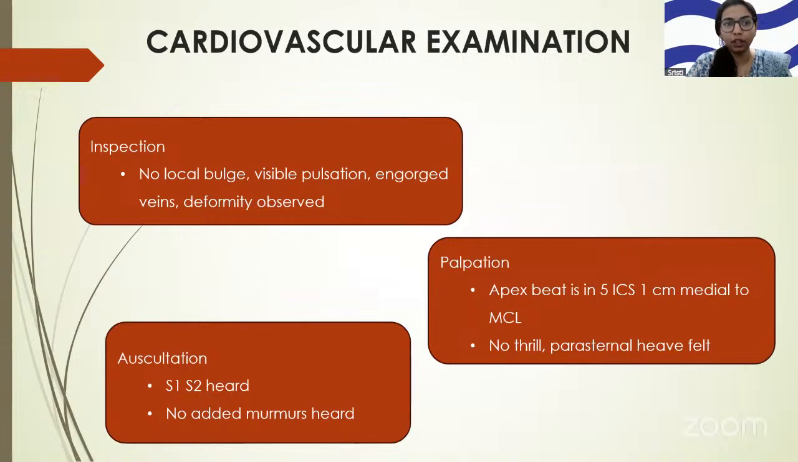Cardiovascular examination. On inspection, no local bulge, visible pulsation, engorged veins, or deformity observed. On palpation, apex beat was felt in the fifth intercostal space, 1 centimeter medial to the mid-clavicular line. No thrill or parasternal heave felt. On auscultation, S1 and S2 were heard, no added murmurs present.